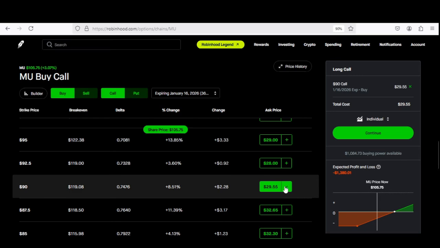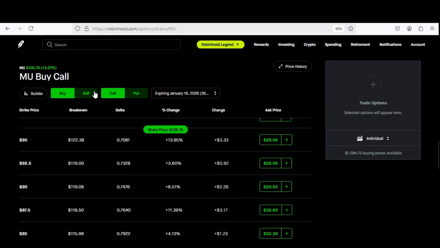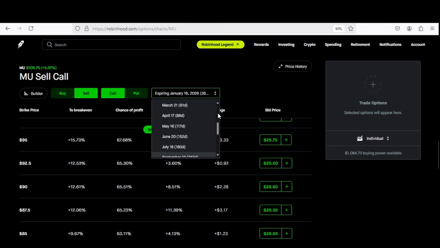Now that we control 100 shares of the stock, we're going to go ahead and do the exact same strategy that we did prior to this, which is the covered call option strategy.